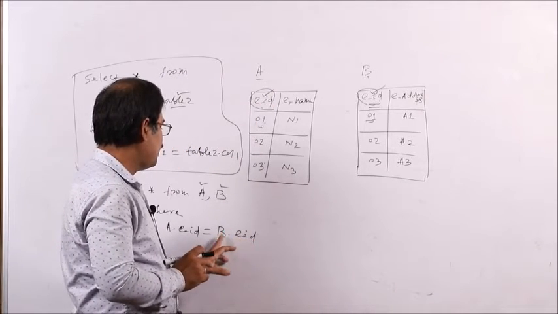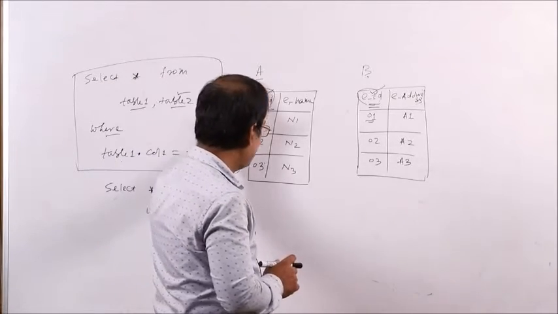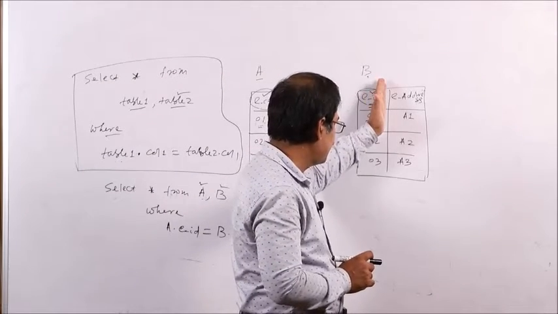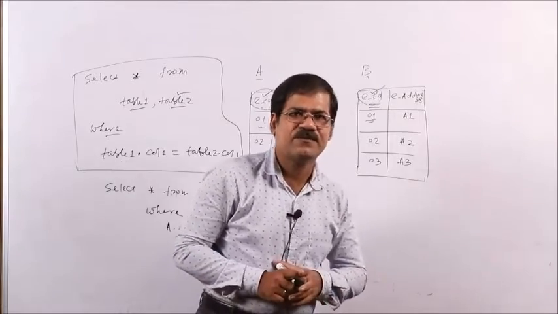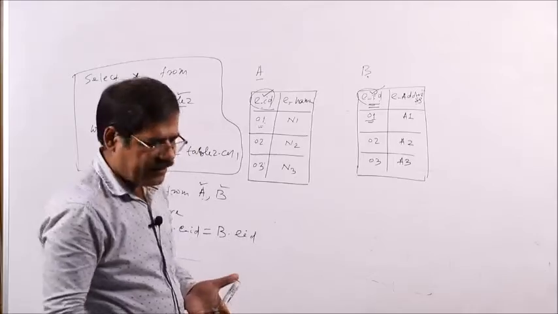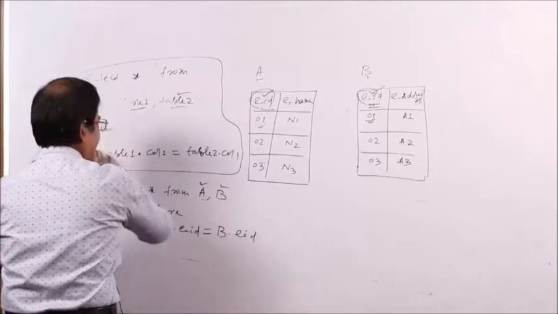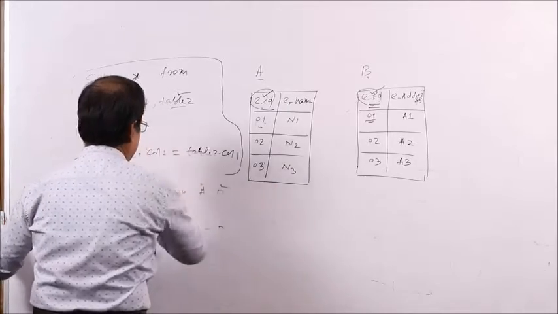Similarly, EID of which table? EID, employee ID, of the second table. If the employee ID of the first table is equal to the employee ID of the second table, then the record will be fetched from table A and table B. So, we are getting the combined result from both the tables. This is the condition of equijoins.